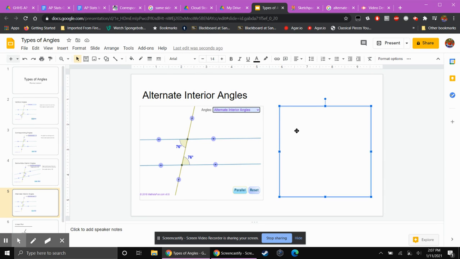Okay. Alternate interior angles. They're kind of similar to the last one, but I'll show you the difference. They are angles inside the pair, again, of the blue parallel lines, but on the opposite sides of the transversal.